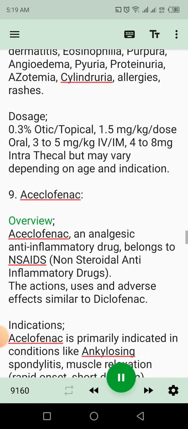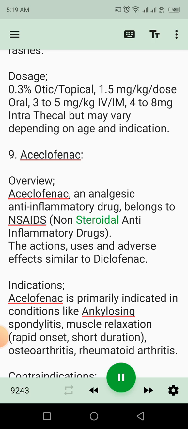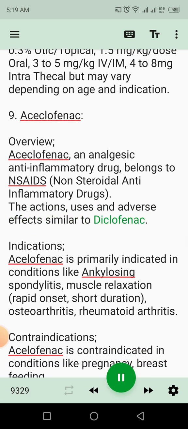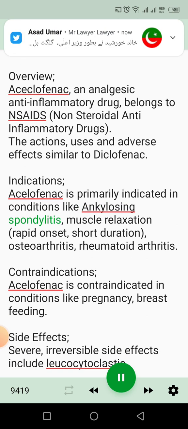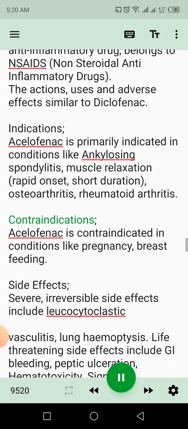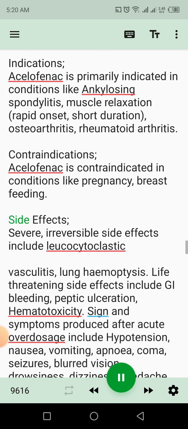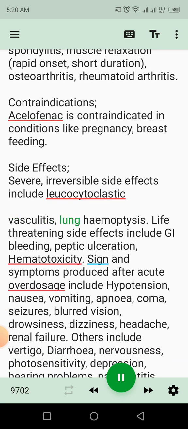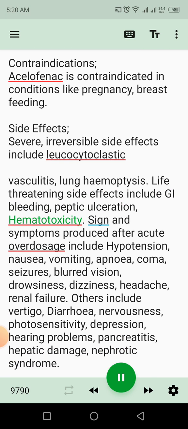9. Aceclofenac. Overview. Aceclofenac, an analgesic anti-inflammatory drug, belongs to NSAIDs, non-steroidal anti-inflammatory drugs. The actions, uses and adverse effects are similar to diclofenac. Indications. Aceclofenac is primarily indicated in conditions like ankylosing spondylitis, muscle relaxation, rapid onset, short duration, osteoarthritis, rheumatoid arthritis. Contraindications. Aceclofenac is contraindicated in conditions like pregnancy, breastfeeding. Side effects. Severe, irreversible side effects include leukocytoclastic vasculitis, lung hemoptysis. Life-threatening side effects include GI bleeding, peptic ulceration, hematotoxicity.